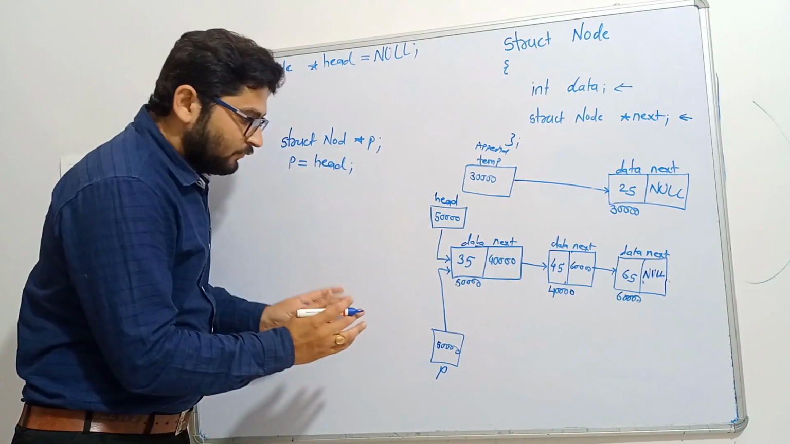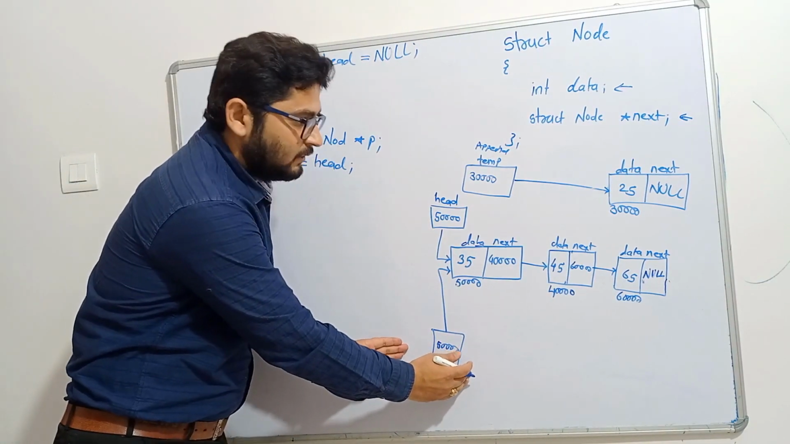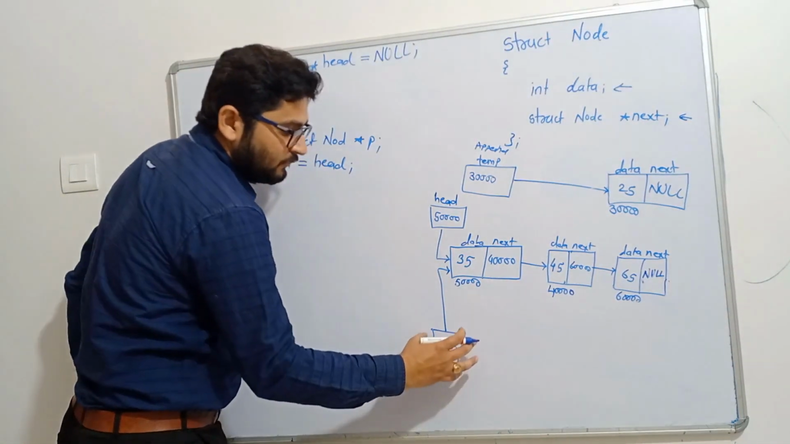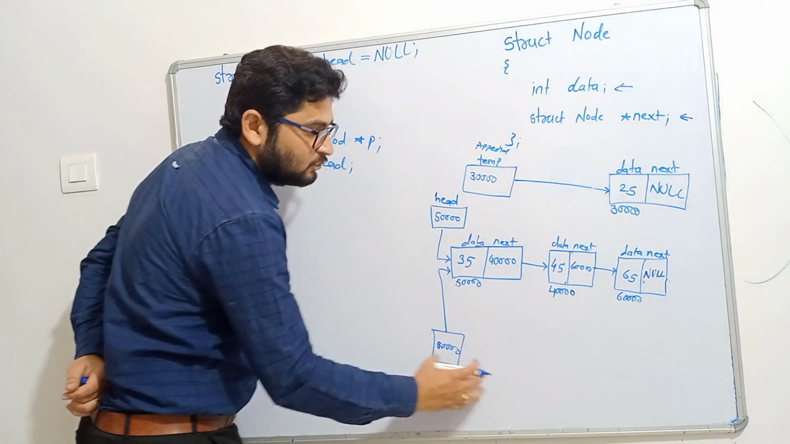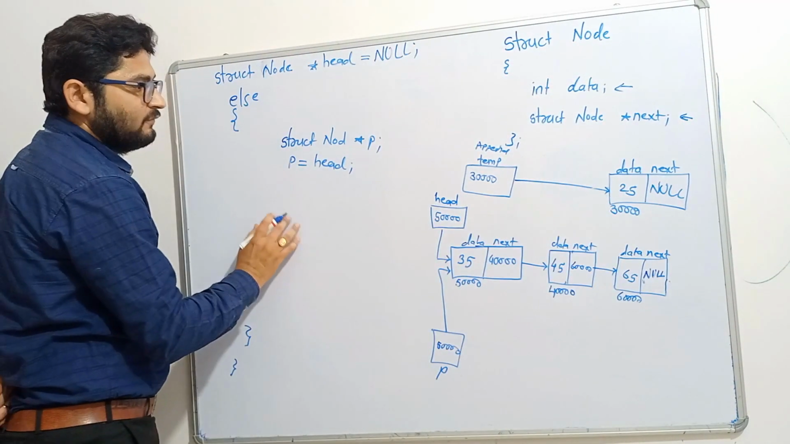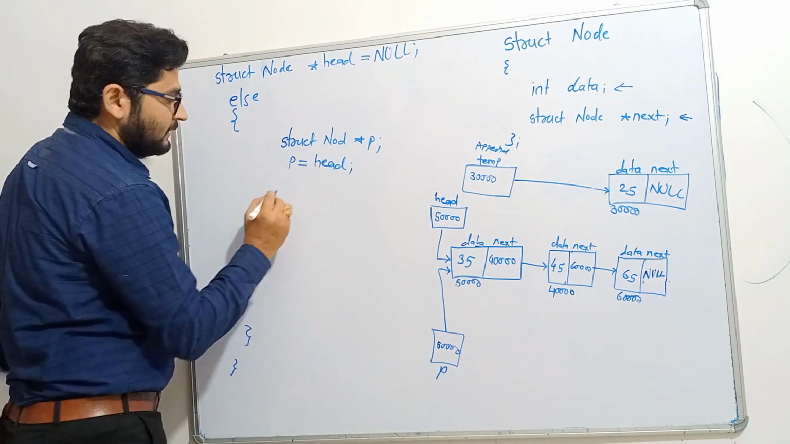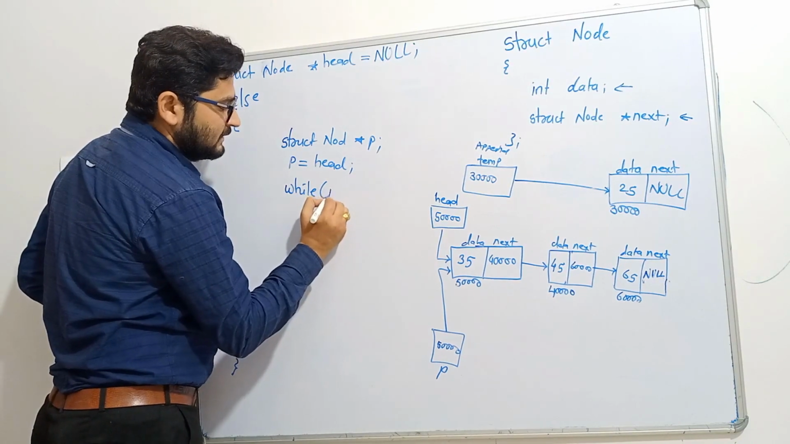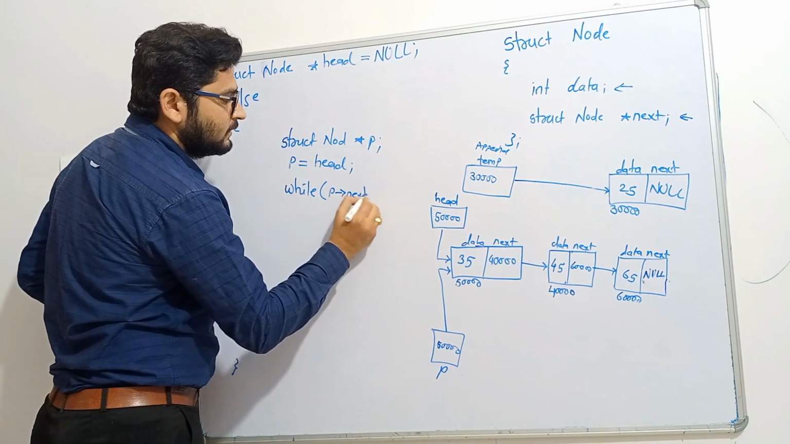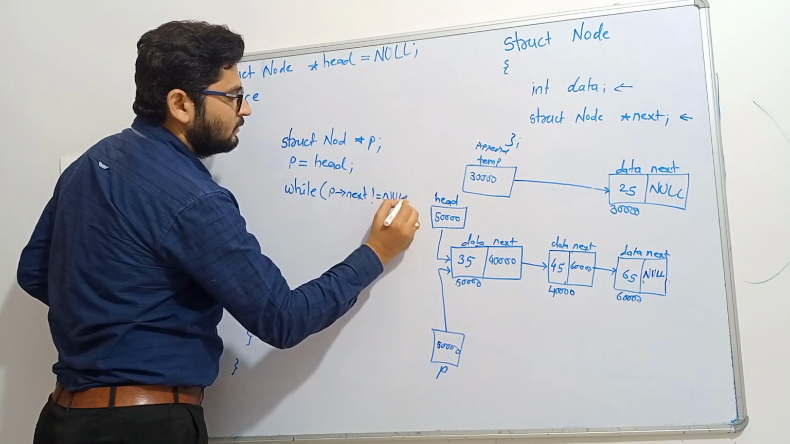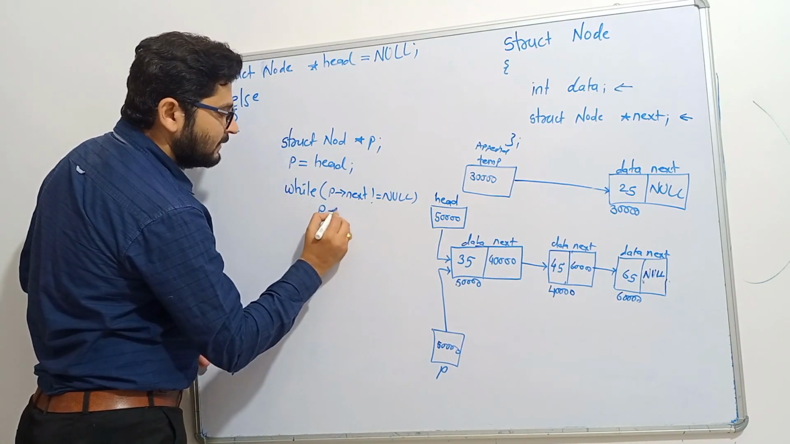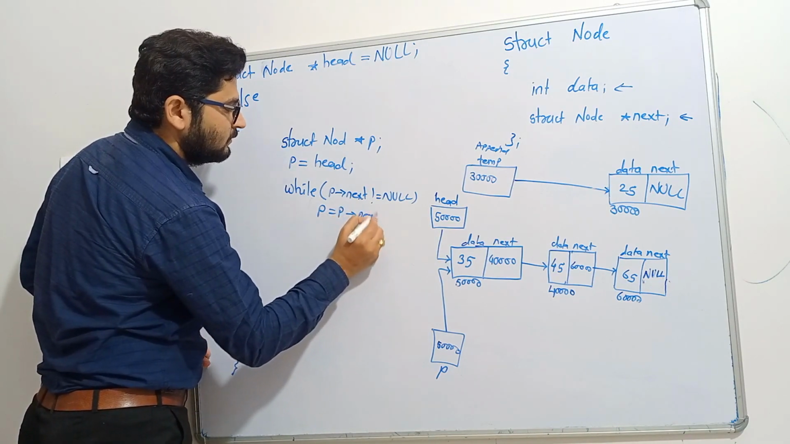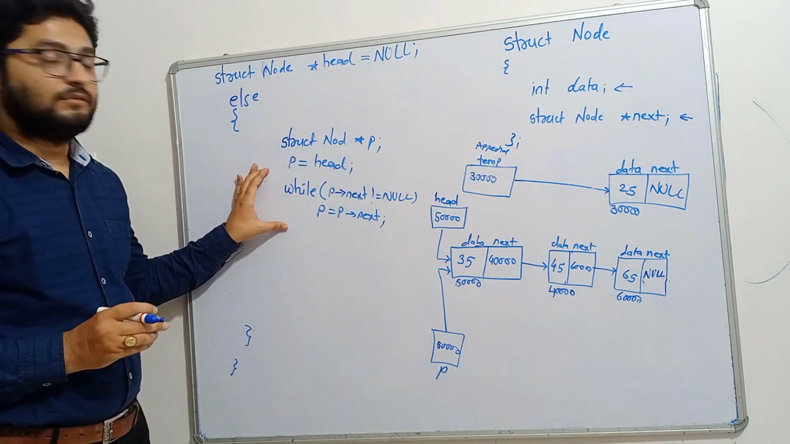Now what we have to do? We have to move this p forward so that it reaches the last node. Or we can say we have to make this p point to this node. For that we just need to write one while loop. Let us see how. The condition for this while loop is p arrow next is not equal to null, and inside this while loop I am writing p is equal to p arrow next. Now let us understand the meaning of this while loop.